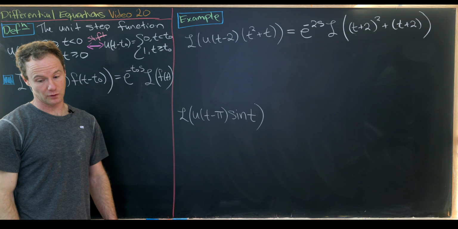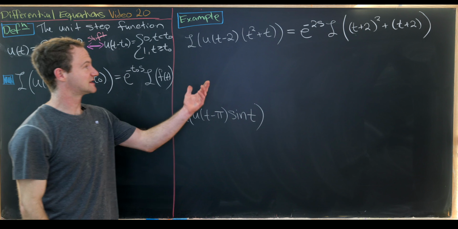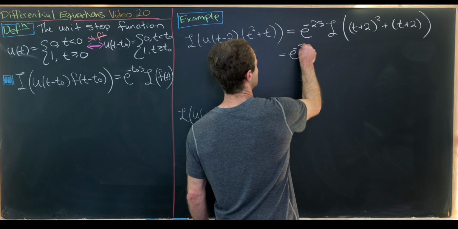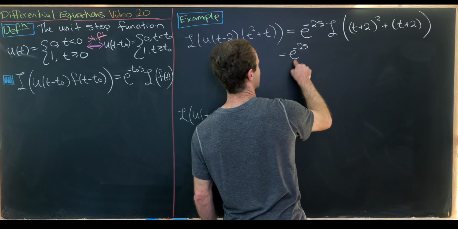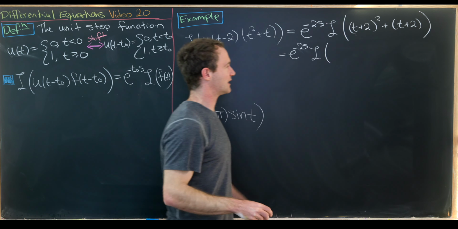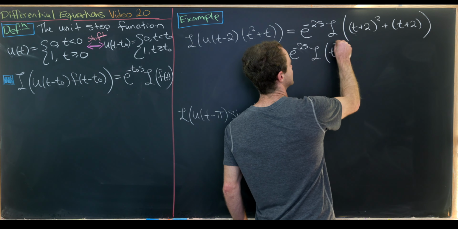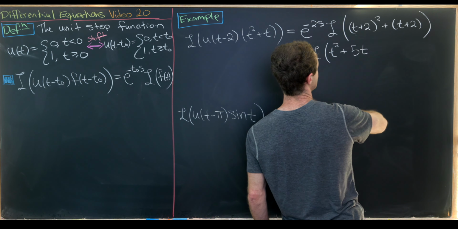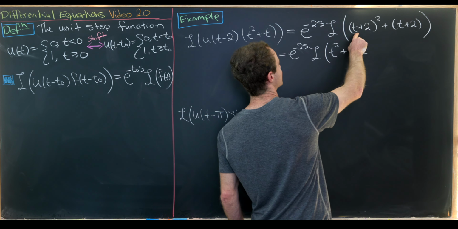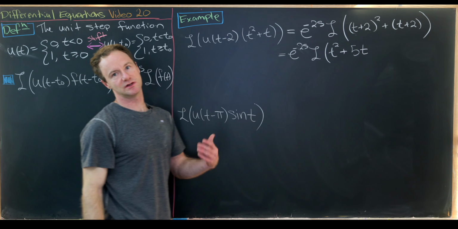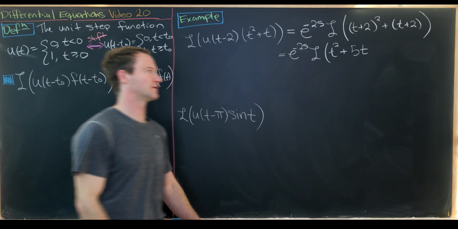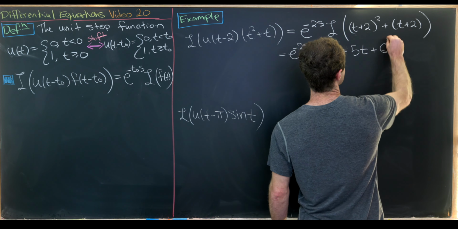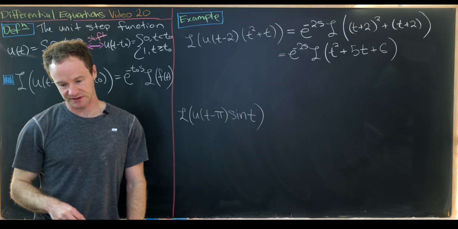So we're cool there. Okay, so now let's simplify what's going on inside of the parentheses, or maybe expand it all out, I should say. So we have e to the minus 2s, and then we have the Laplace transform of, let's see, it'll be t squared plus 5t. So we get 4t from multiplying t times 2 and then adding it to itself, and then we get another one from the t plus 2. And then finally plus, I believe it will be the number 6. For the same sort of reason.